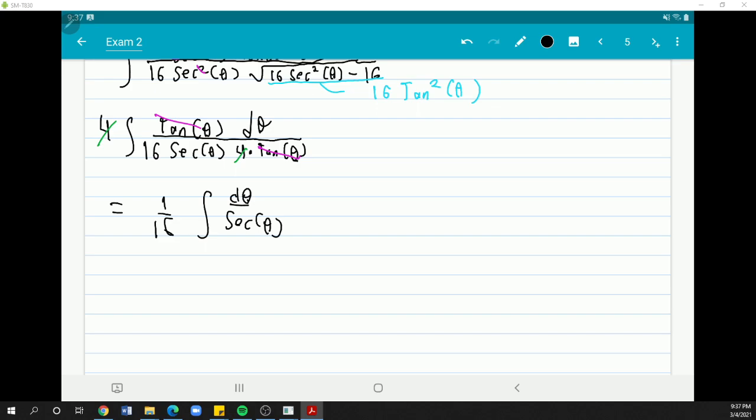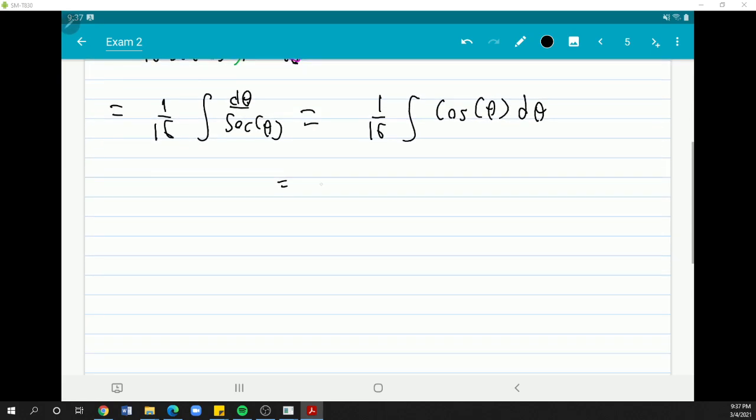And again, this one you might look at and go, oh no, 1 over secant theta. But 1 over secant is also the same thing as just cosine of theta, right? Because secant is 1 over cosine, so flip that equation, cosine is 1 over secant. And now this is a great integral, equals minus 1/16, not minus, integral of cosine is positive sine, sine of theta plus c.